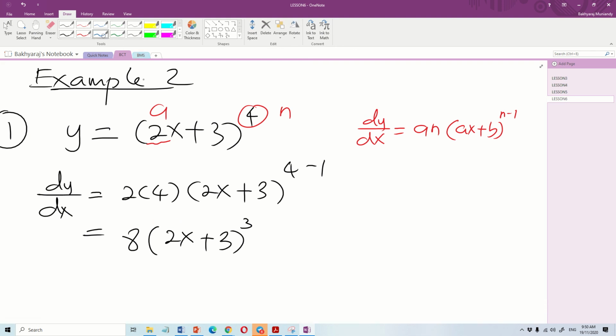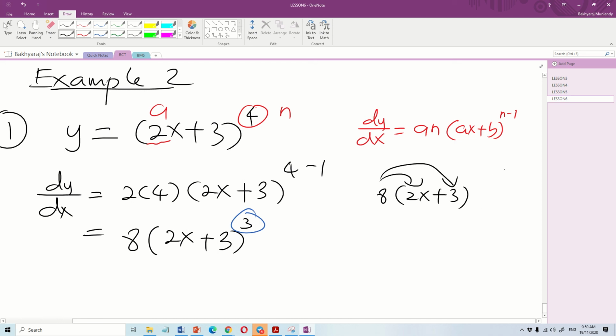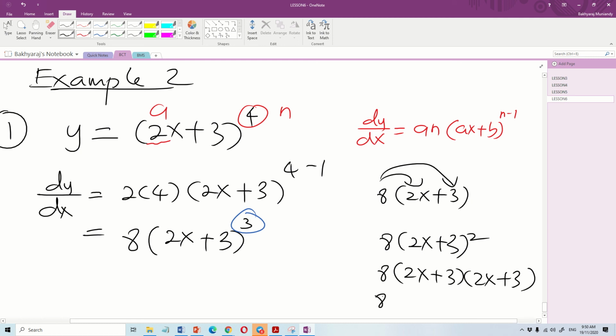Kenapa tak boleh expand dalam? Because ini ada power. Power kita tak boleh expand. For example, kalau saya punya case ialah 2x tambah 3, ini saya boleh expand. Okay, kalau saya punya case ialah (2x tambah 3) kuasa 2, lain dah cerita dekat sini. So sebenarnya ini akan jadi apa? Ini akan jadi (2x tambah 3)(2x tambah 3). So ini kena selesai dulu. So ini akan jadi 4x square plus 12x plus 9. So ini dah lain cerita dia.